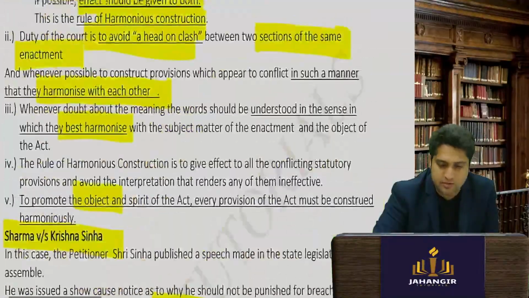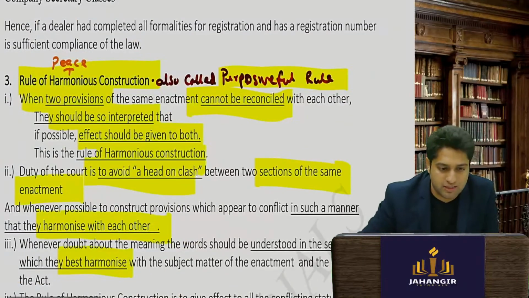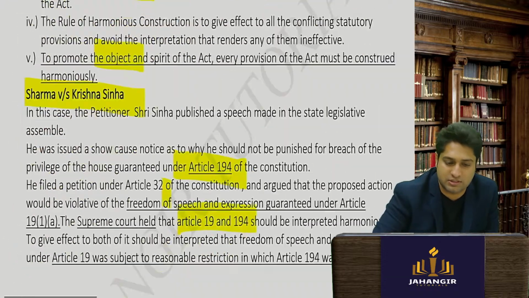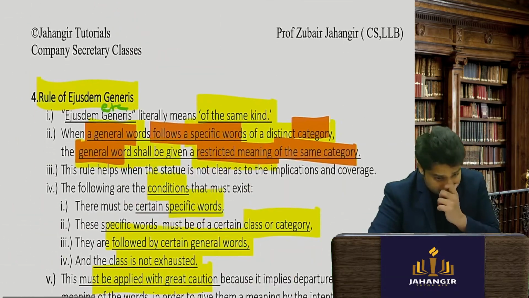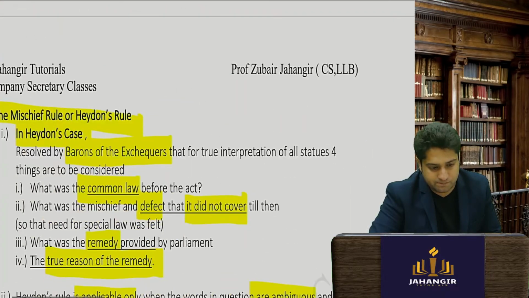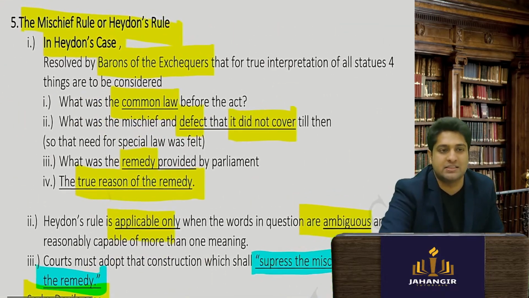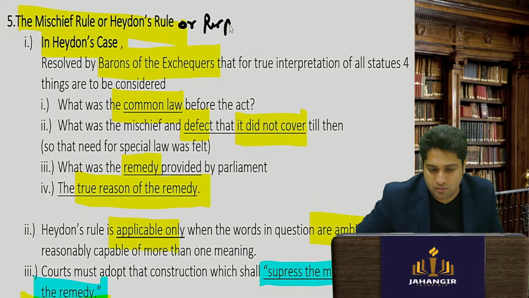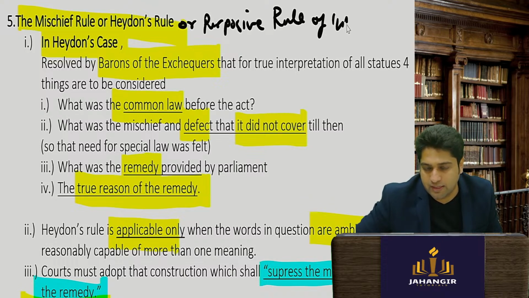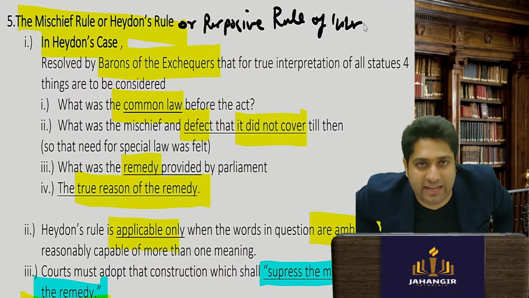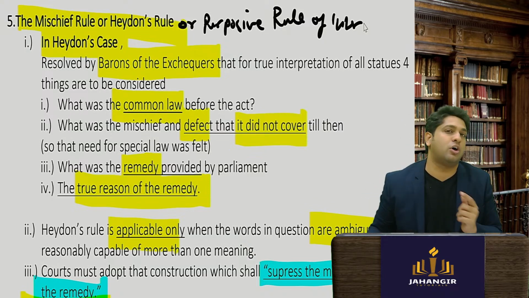Okay, so yeah, you will not write it in harmonious construction, make a correction, not in harmonious construction. Purposive rule is in Heydon's rule. Okay, it is in Heydon's rule. This is called the purposive rule of interpretation. Clear? With this, I have completed your entire chapter of interpretation of statutes.